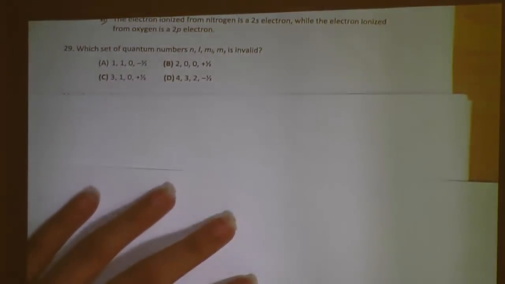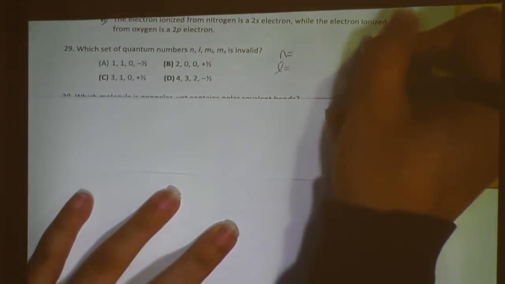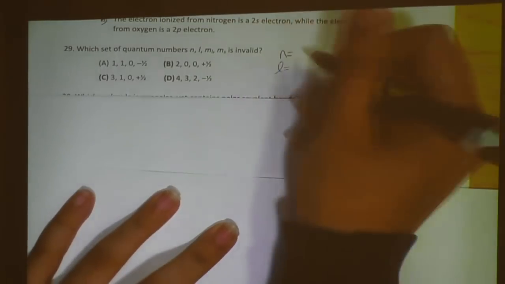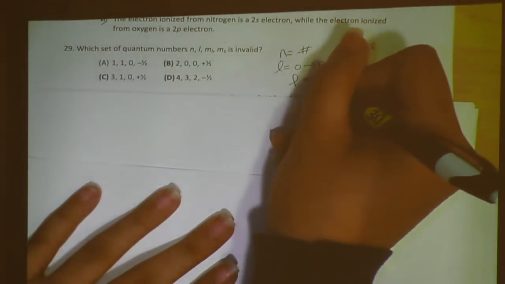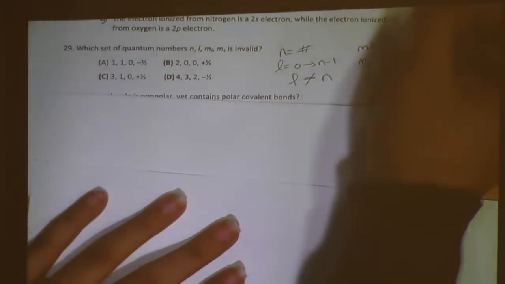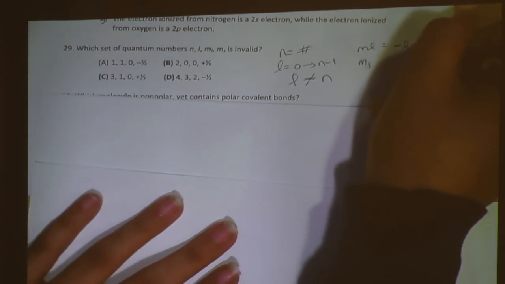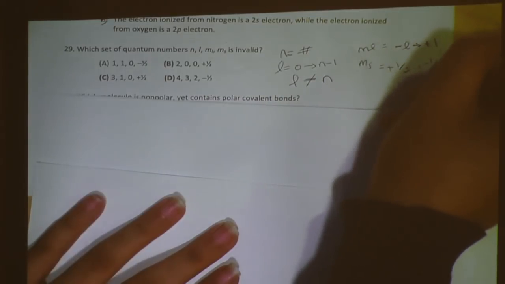Okay, let's do 29. Which set of quantum numbers N, L, ML, and MS is invalid? So the trick to that one is, if you look back, we have N, L, ML, and MS. N is any number. L can only go from 0 to N minus 1, which means that L can never be equal to N and can never be greater than N. ML can only go from negative L to positive L, and MS is either positive half or negative half.